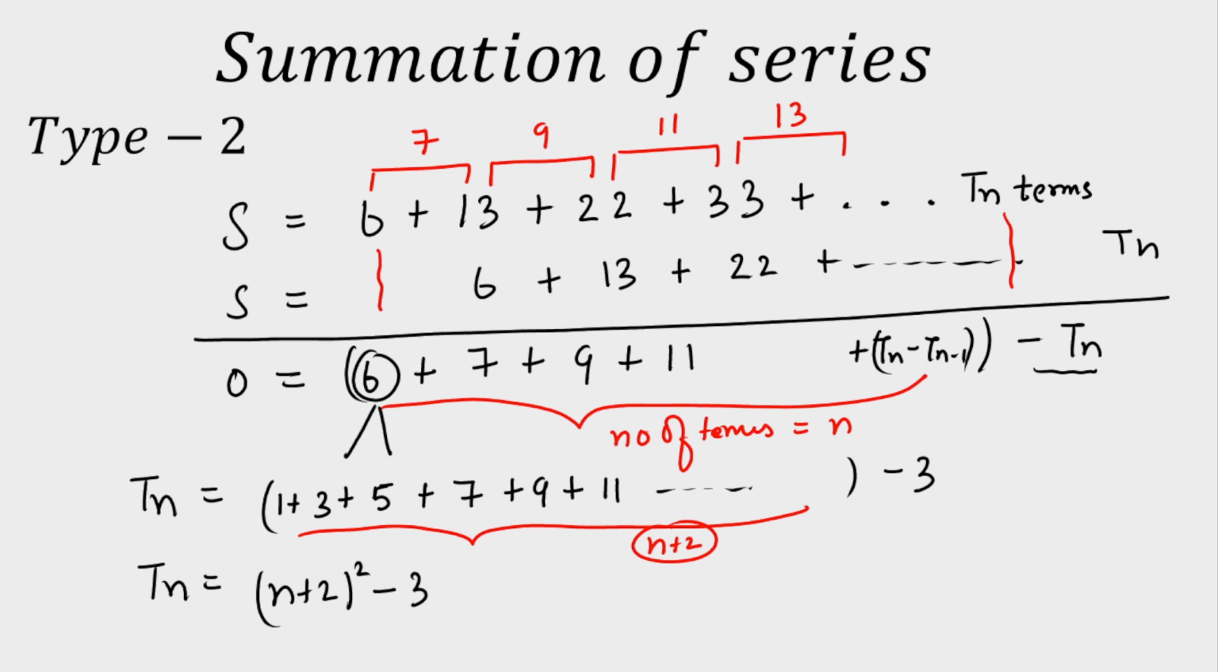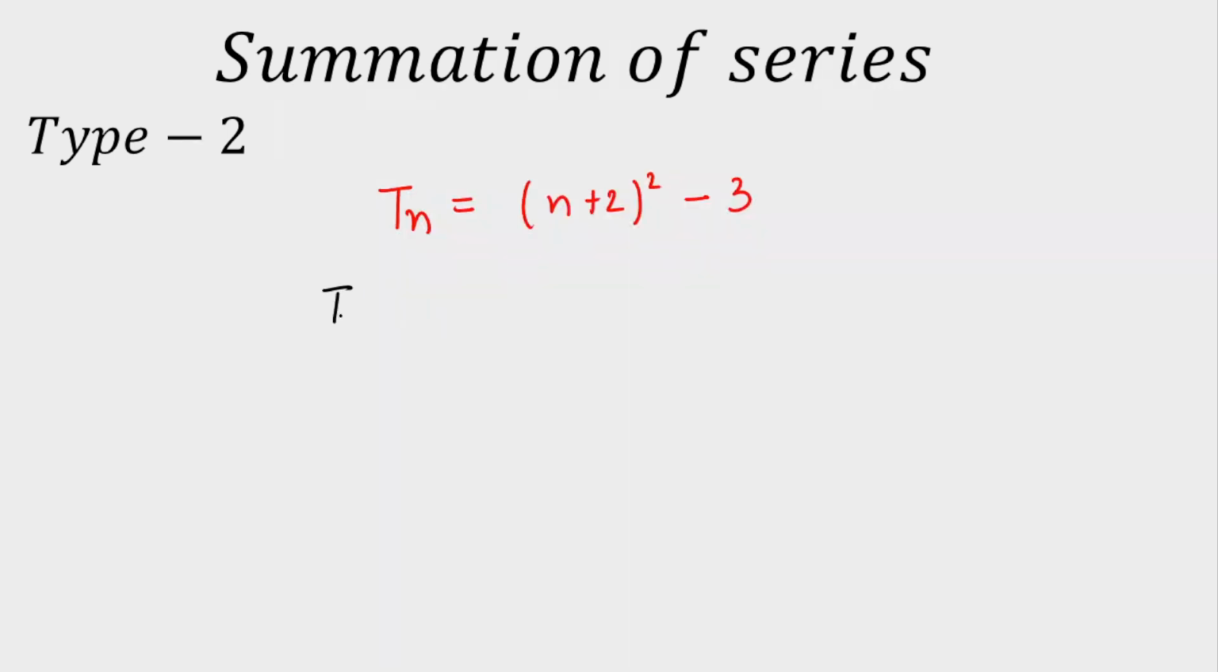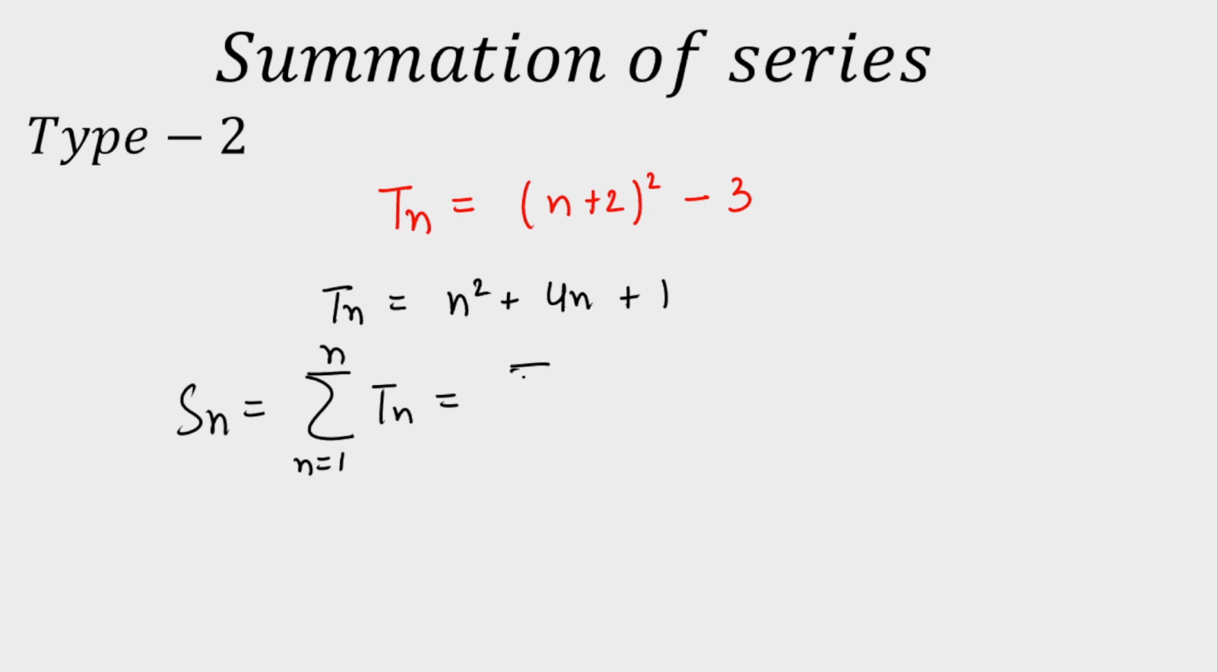Now once we get t of n, I can easily compute s of n. Now t of n I can further simplify as n square plus 4n, and you will get plus 4 and minus 3, that is plus 1 here. Now I can calculate s of n as summation of t of n, where n is varying from 1 to n here. Now this will be equal to summation of n square plus 4 times summation of n, and plus summation of 1, which will be n only.